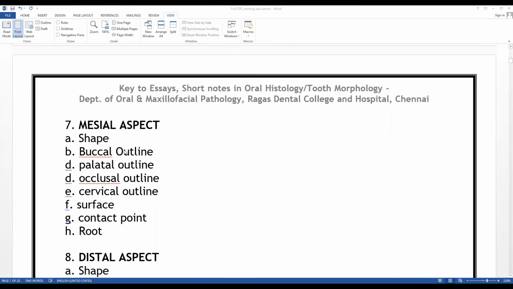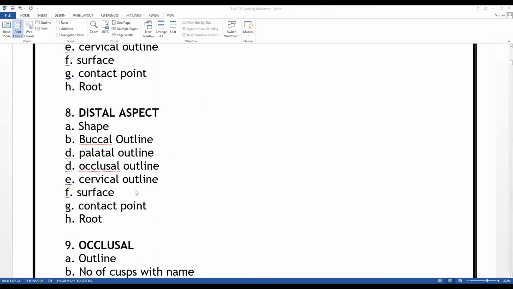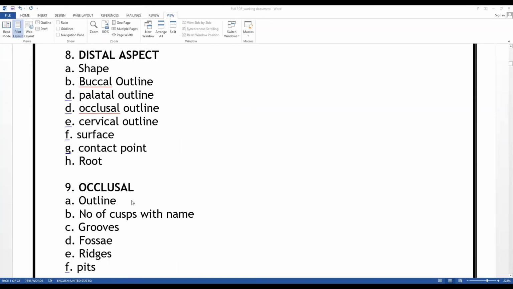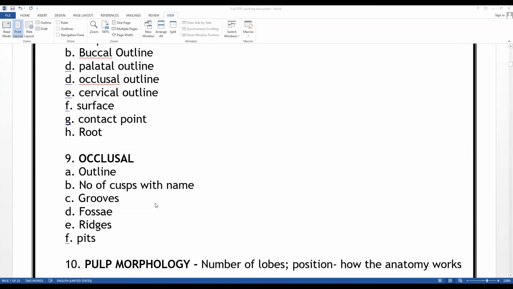Now coming to the mesial aspect, you talk about the shape, buccal outline, palatal outline, occlusal outline, cervical outline, surface, and contact point. The same for the distal aspect. For occlusal or incisal, start with the occlusal outline for the shape: rhomboid, triangular, wedge shape; the number of cusps seen with their names; the names of the grooves, the fossae, ridges, and pits. These are the basic minimum that we expect here. If it's a mandibular second premolar, talk about the two-cusp and three-cusp types, and name the grooves, fossae, ridges, and pits everywhere. And the oblique ridge, be specific about from where to where.